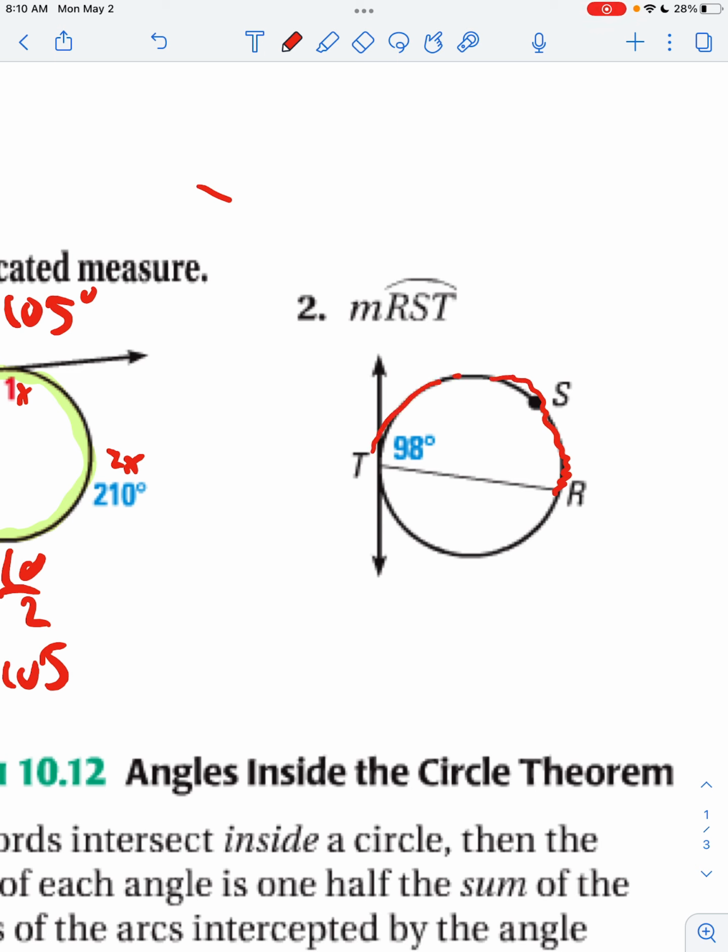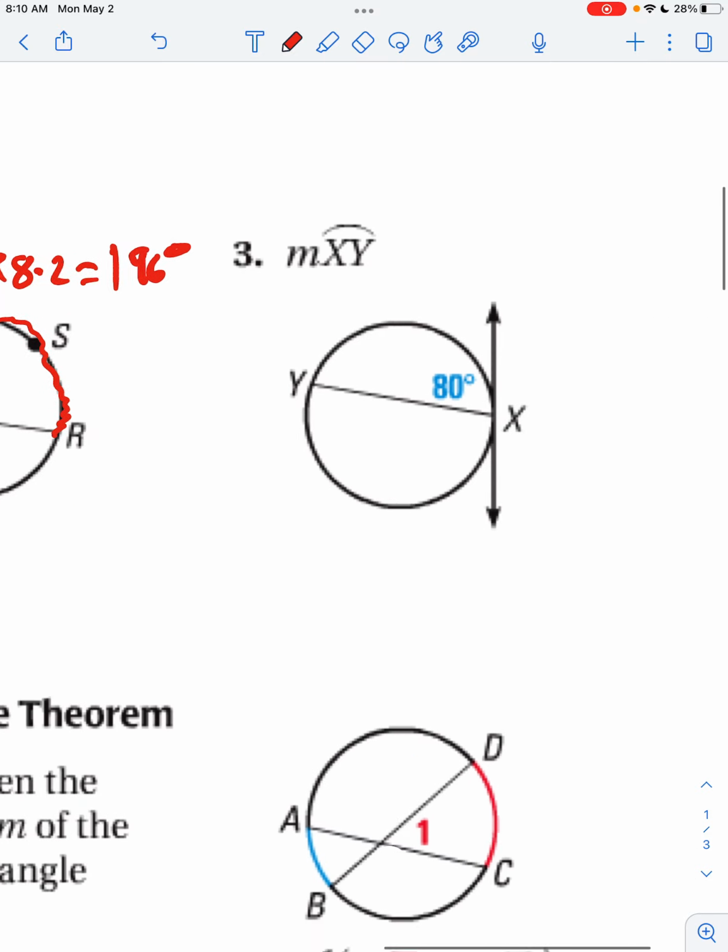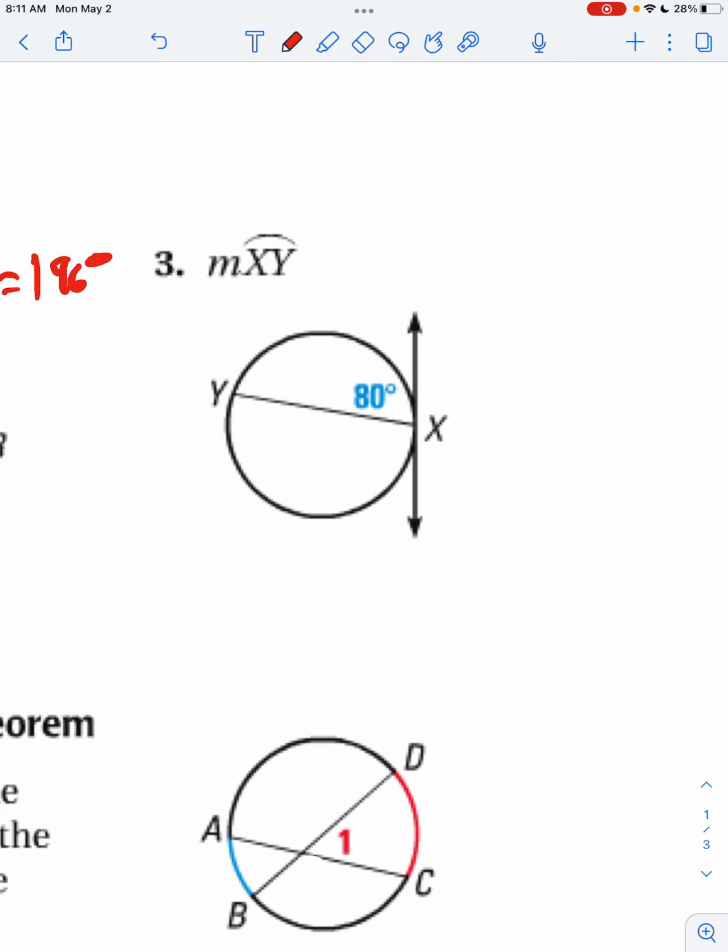Find the measure of arc RST. So again, if this angle is 98, to find the arc, I need to multiply by 2. So let's see here. 100 times 2 is 200. So take away 4, and we are going to be at 196. So this arc is 196 degrees. Let's see here. Same idea, X to Y. All right, if the angle is 80 degrees, then this is going to equal, multiply it by 2, 160 degrees.